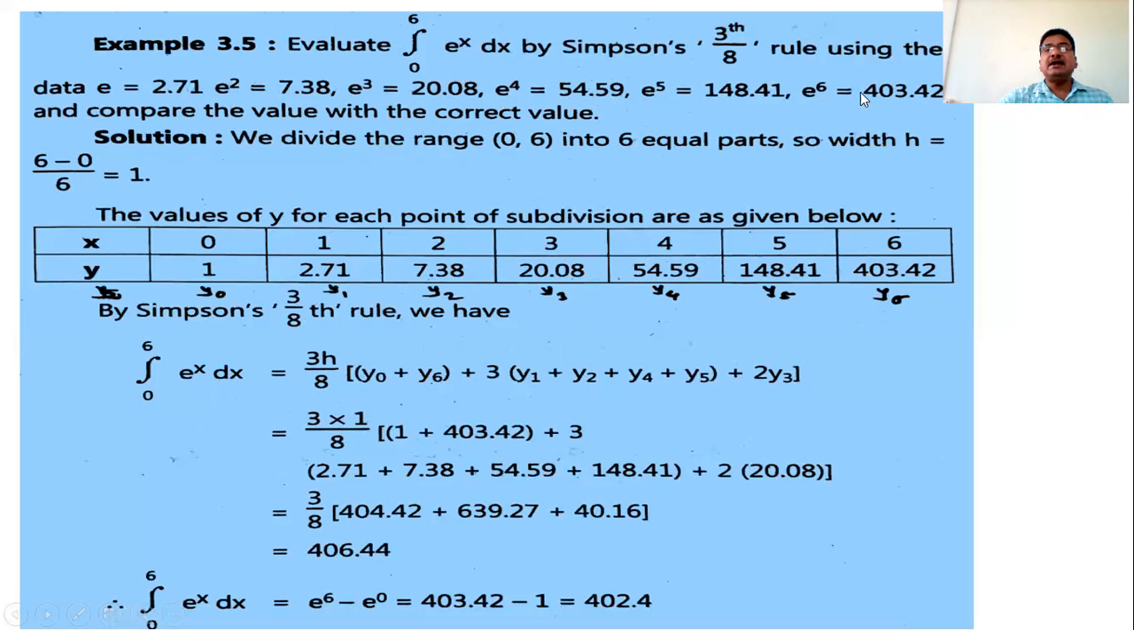So if these values are not given and the question is only to evaluate this integration by using Simpson's 3/8 rule, then also we can solve the problem by dividing this interval 0 to 6 into 6 parts. And then prepare the table, naming the values y0, y1, y2, y3, y4, y5, y6. And then write Simpson's 3/8 rule. So integration a to b f(x) dx, that means integration 0 to 6 f(x) dx, is equal to 3h by 8.